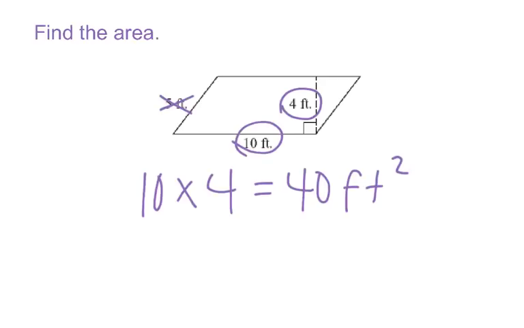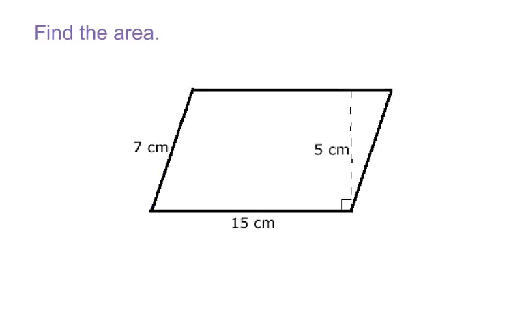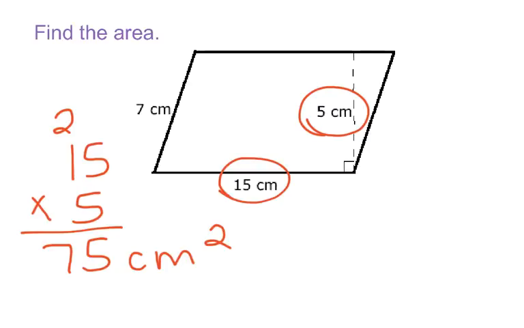So I went ahead and used the 10 and the 4. 10 would be my base, 4 would be my height. 10 times 4 is 40, 40 feet squared, because our units are always squared with area. One final example, so once again, go ahead and try this one on your own. When you think you have an answer, hit play, and I'll show you how I got my answer. And for this parallelogram, you should have gotten an area of 75 centimeters squared.